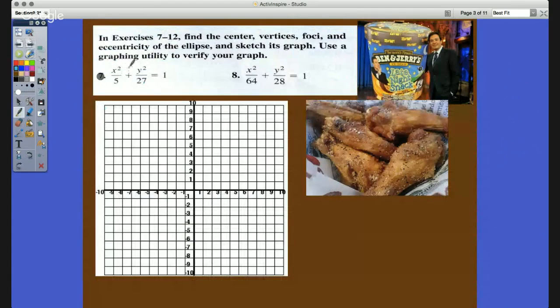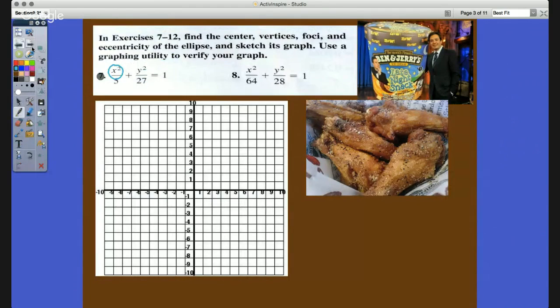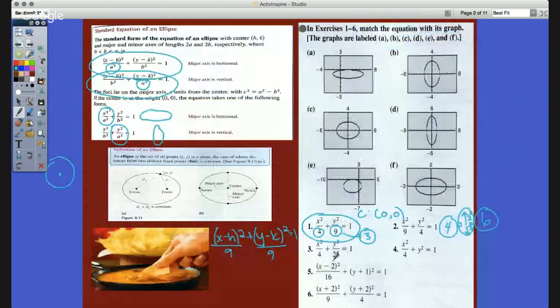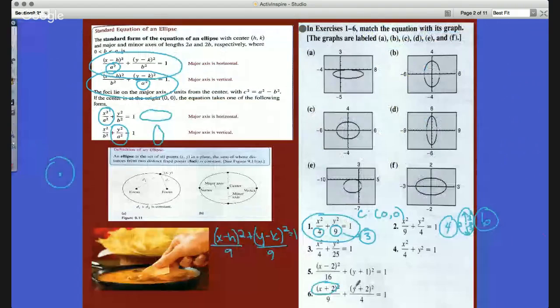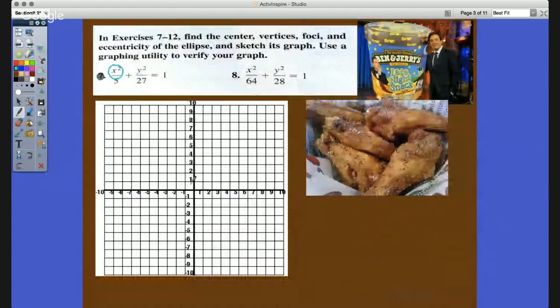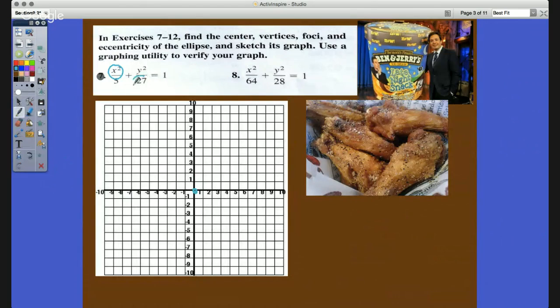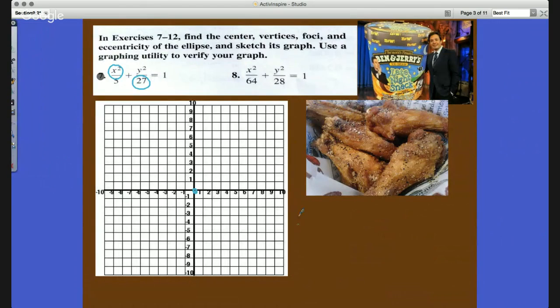Let's take a look at this one. x squared and y squared. Now, in this example, since there's no transformation here, the center is at 0, 0. I'll give you an example of a transformation like this one. This one would go left 2 and down 2 for our center, whereas this one would be at 0, 0 since there is no transformation. So we got 0, 0 there. Understand this: since the 27 is greater than the 5, we know that the a, or the major axis, is going to be up and down.